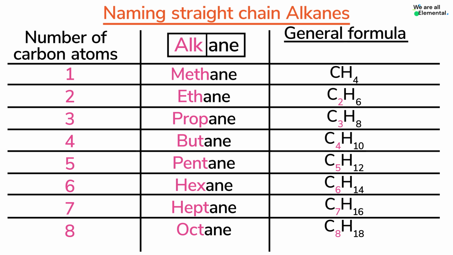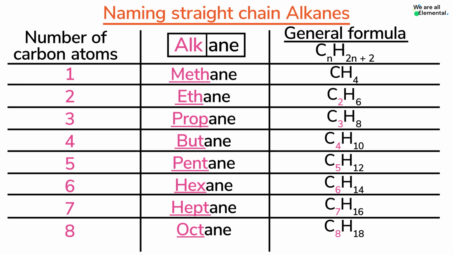The general formula of alkanes is CnH2n+2, where n is the number of carbon atoms in the chain. Depending on the number of carbon atoms in the chain, the alk is given a specific name. You'll have to rote learn these names. For example, you have methane, ethane for 2 carbons, propane for 3 carbons, butane for 4 carbons, then pentane, hexane, heptane, and octane.